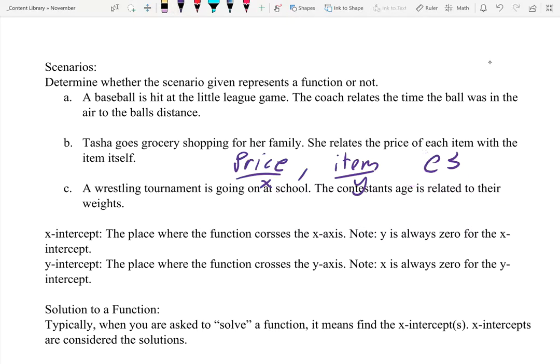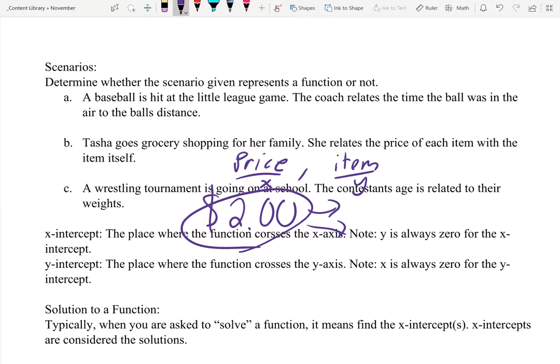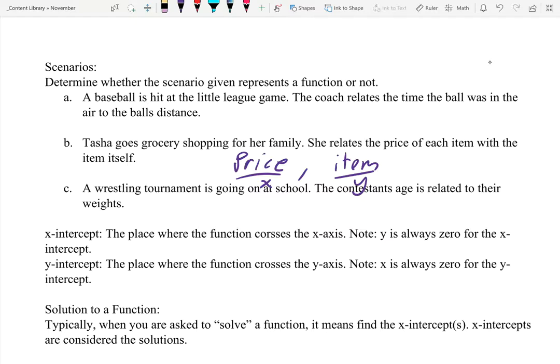Wait, hold on. Let me think about that again. She relates the price of each item with the item itself. Actually, you can argue that this would not be, because let's say I had the price of $2, right? Well, there could be more than one item that's $2, right? You can have deodorant that's $2. You could have toothpaste that's $2. So the price of the item is not limited to the item itself. It would be a function if it were the other way around.